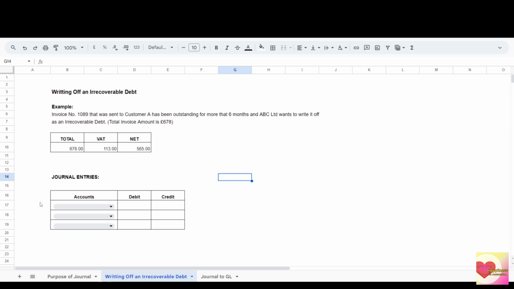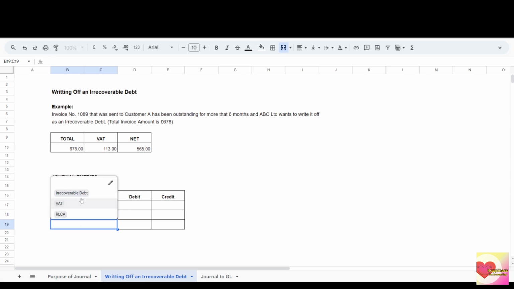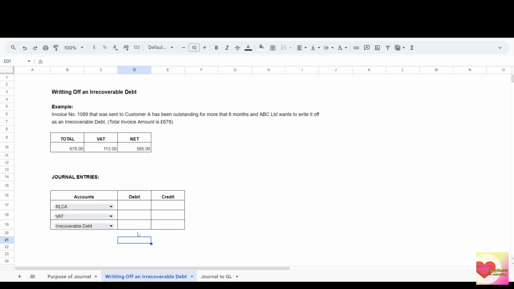Now let's enter the details to our journal. First, let's enter the account. First, the total or gross amount will go to RLCA. Next, the VAT will go to VAT account. And then last, the net amount will go to irrecoverable debt account. Next, let's enter the amounts to either debit or credit column.